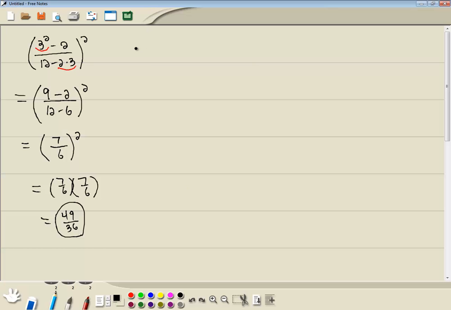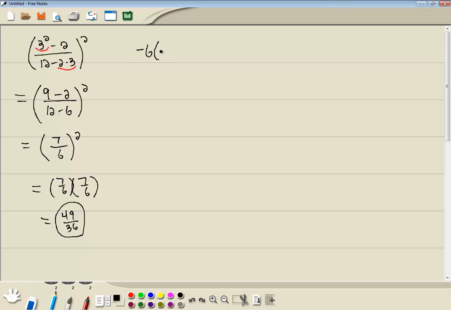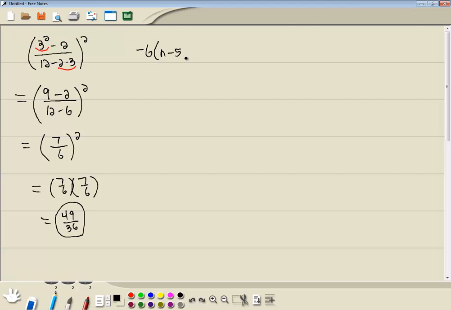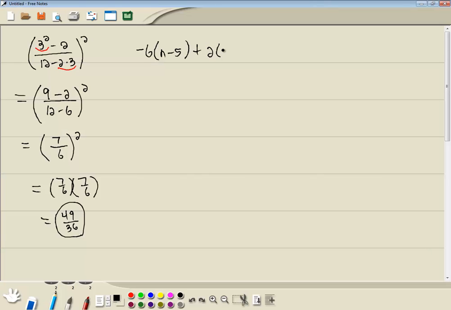Okay, so we've got negative 6 times (n minus 5) plus 2 times (n plus 1). Well, we always get rid of parentheses, so we're going to do that. So we're going to take this negative 6 multiplied times the n and times the negative 5. And we'll take this 2 and multiply times the n and times the 1. This is the distributive property.